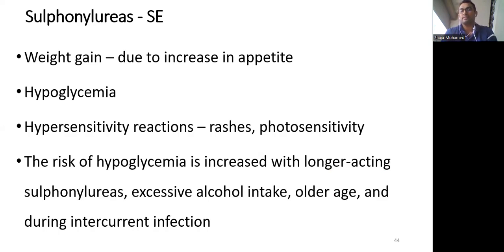So that leads to retention of the drug, so there is a longer action of that sulfonylurea in your system. When the sulfonylurea is acting for a longer time, there is an increased risk of hypoglycemia. That's how we are going to explain.